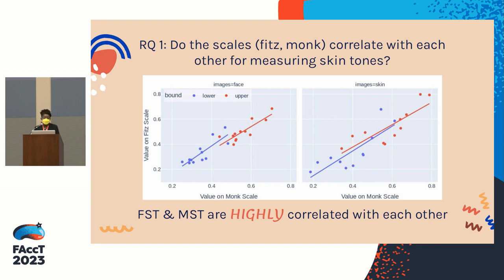So the first finding: how do the scales, the Fitzpatrick and Monk scale, correlate with each other for measuring skin tone? We actually found that both of these scales are very highly correlated with each other. So that means that the newer Monk scale could be readily integrated and applied in the skin tone annotation process, and that this expansive scale doesn't actually confuse or make the annotation process more uncertain.